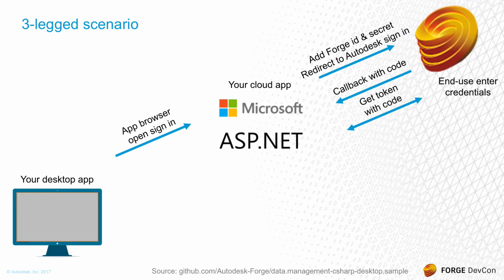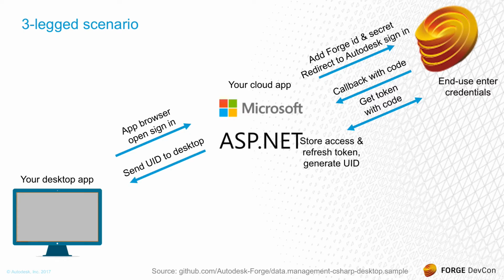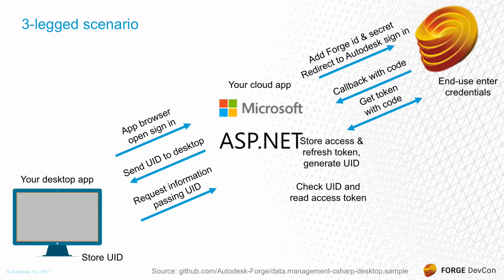My application will exchange that code for a token, and we will store that token on a database and send back to the client just a random ID. So the desktop client will store that ID, which is the identification. With that identification, the desktop can then request information passing that unique ID.